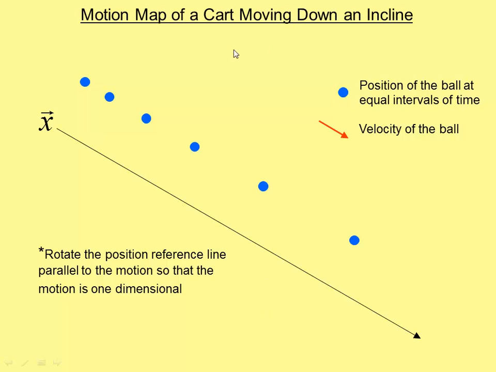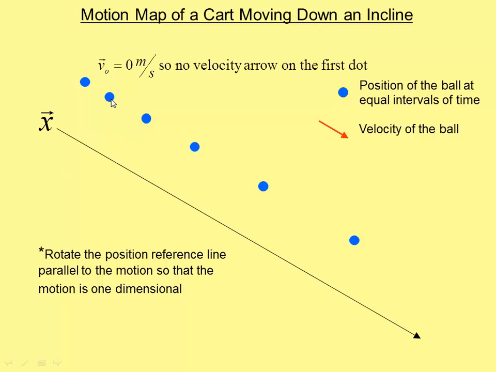Now, be a little careful here. This first dot is 0 time. For our cart moving down the incline, how fast was it moving at 0 time? That's right, it wasn't moving at 0 time. And so how big of a velocity arrow will it have? Indeed, it won't have one. The initial velocity is 0, so no velocity arrow on the first dot.